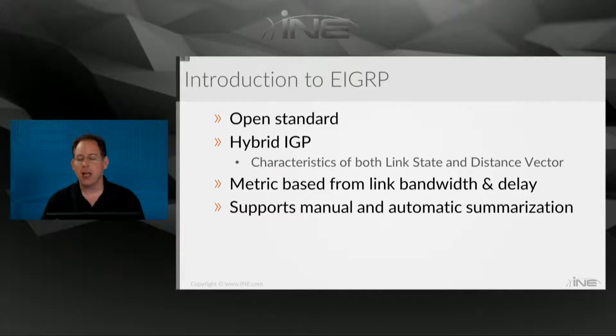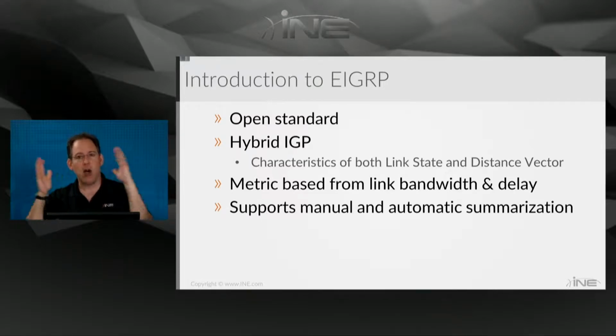EIGRP supports manual and automatic summarization. Just as a refresher, the idea behind summarization is that, let's say that behind me, I know about every single network beginning with the number 20: 20.90, 20.1.1, 20.30.50, everything with 20. Well, rather than sending you all those thousands of networks I know about, summarization says, why don't I just collapse them all down into one entry, 20.0.0.0, and just send that to you. Say, hey, any packet you get going to a destination starting with 20, send it to me.